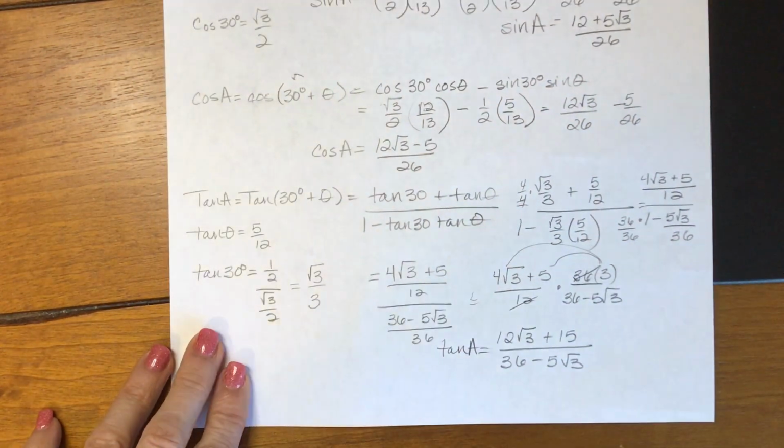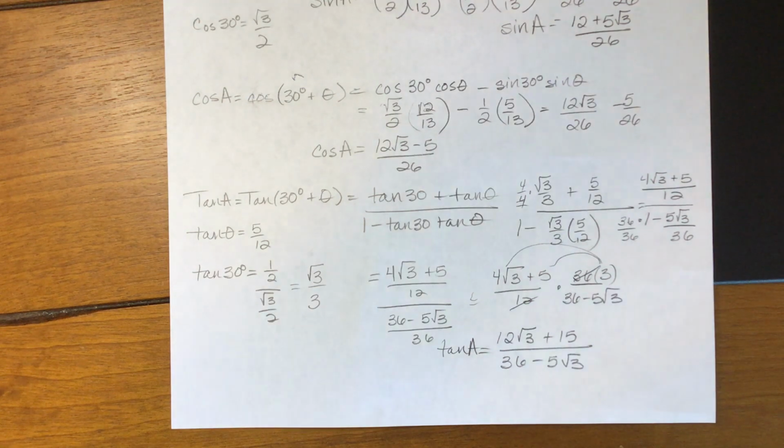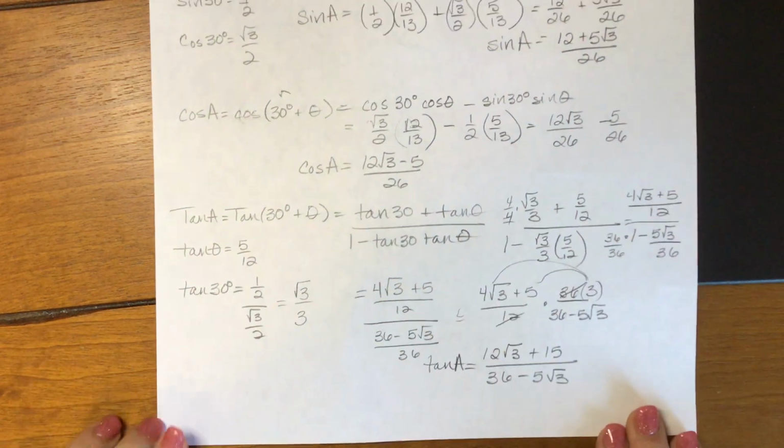It's a little bit different value radical-wise than what you see in the book if you were checking your answers, but when you plug it in and you find the decimal answer, it's exactly the same.